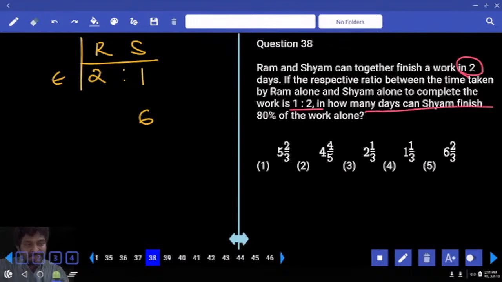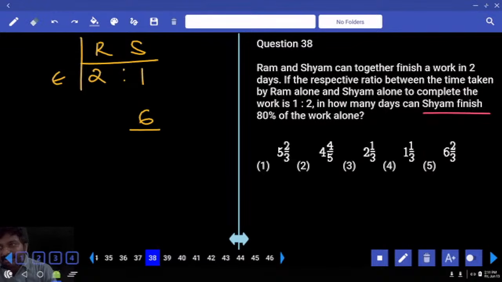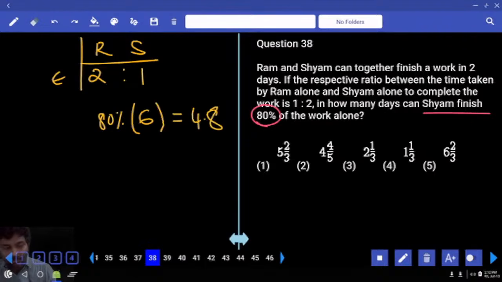Now, in how many days can Shyam finish 80% of the work? Forget about 80%, we'll calculate the full work, then convert into 80%. Shyam does how many units of work? To complete the total work of 6 units, he needs 6 by 1, which is 6 days only. But that is to complete the total work, correct? But now he needs to complete only 80%. So it will take 80% of 6 days, which is equal to 4.8. Go to options. Only one starts with 4.